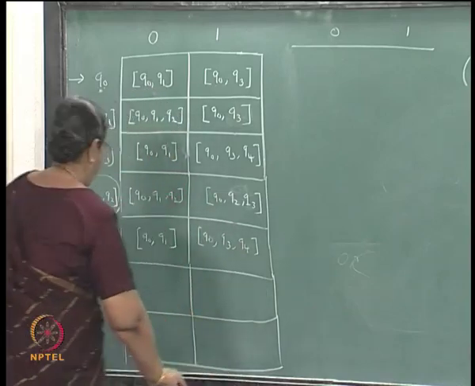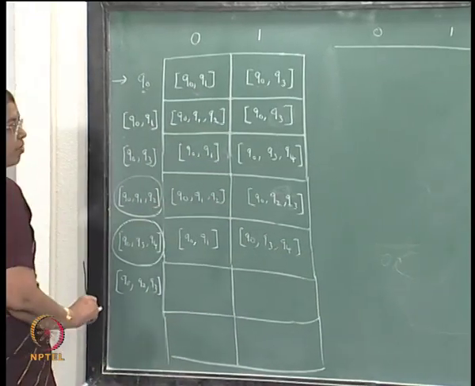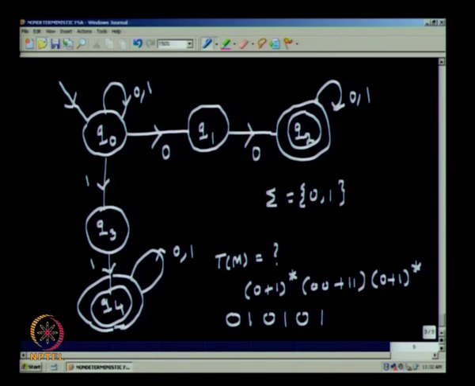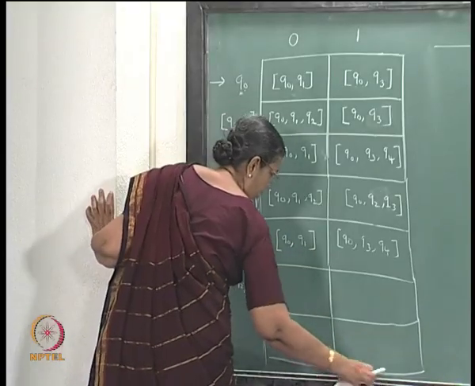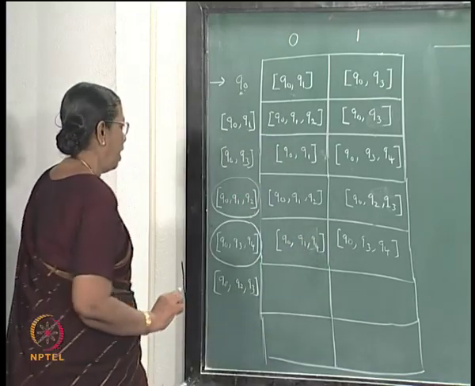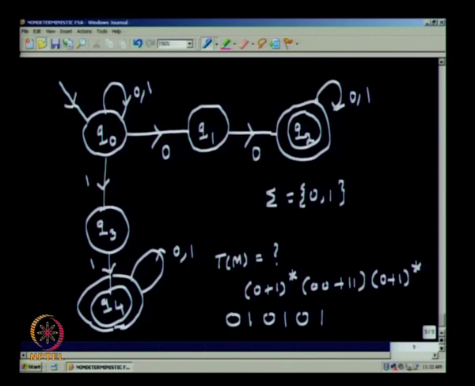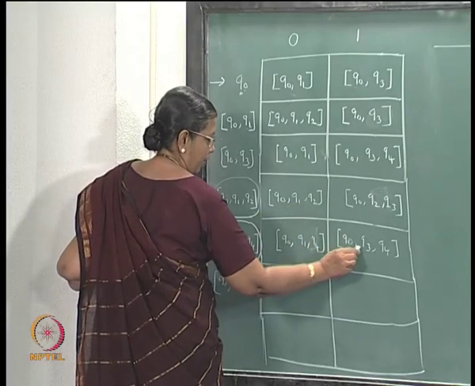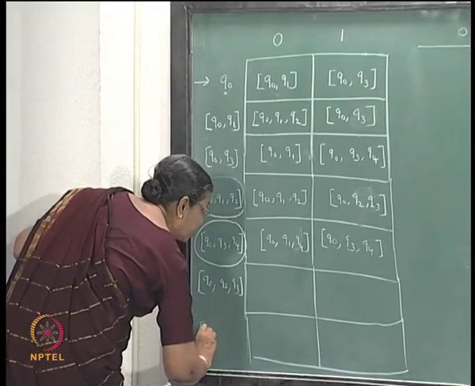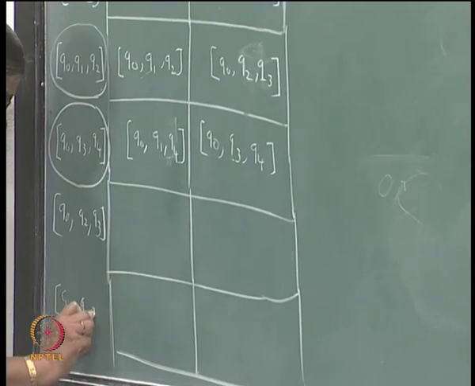Let us proceed and see. Then Q0, Q3, Q4, if you get a 0, you get Q0, Q1, and Q4, if you get a 0, you go to Q4. So, you will also have Q4 here. And from Q0, Q3, Q4, if you get a 1, you go to Q0, Q3, Q4. So, this one you have already considered. So, you have to consider this one, Q0, Q2, Q3, and also Q0, Q1, Q4.